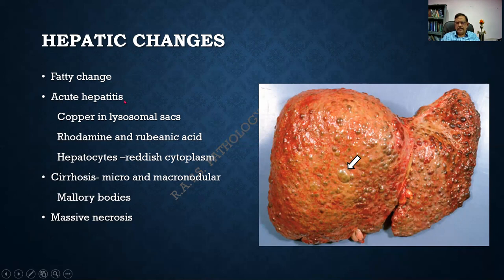Initially, there can be a fatty change, then a hepatitis. The copper is in the lysosomal sacs and it can be demonstrated by means of stains such as rhodanine and rubeanic acid. And there is a reddish cytoplasm. This particular picture shows us cirrhosis. Cirrhosis has multiple causes, of which Wilson's disease is one. This particular nodule is appearing larger. It is a mixture of small and large. Generally, you can get a macronodular cirrhosis in Wilson's disease. And then there is the deposition of the Mallory body as well.